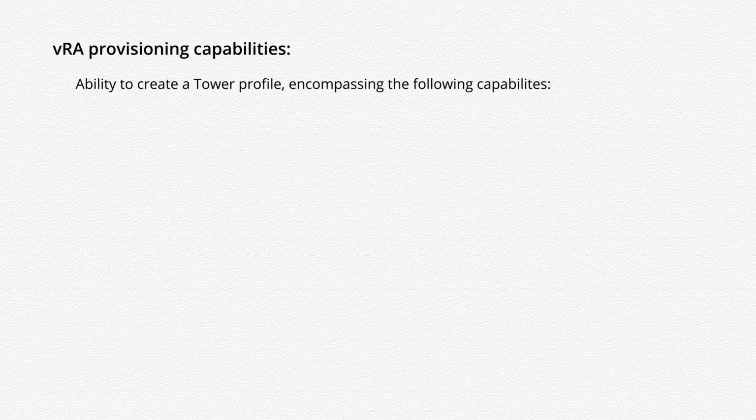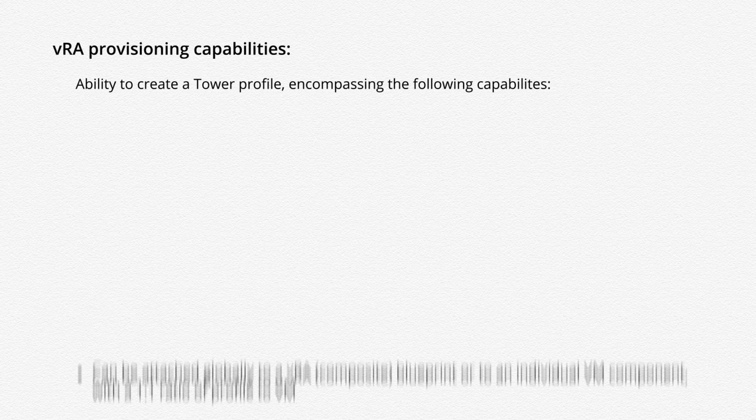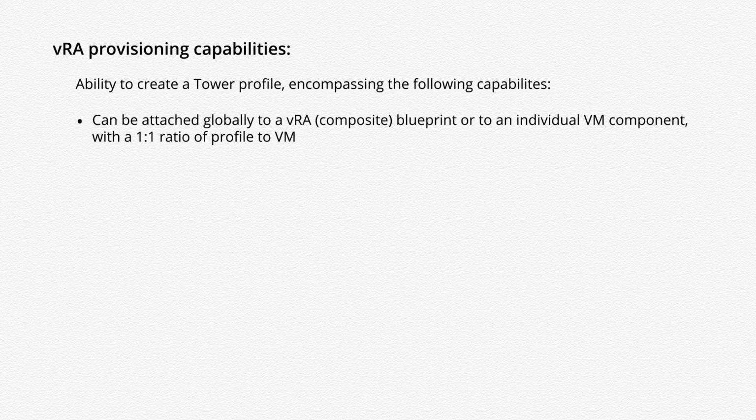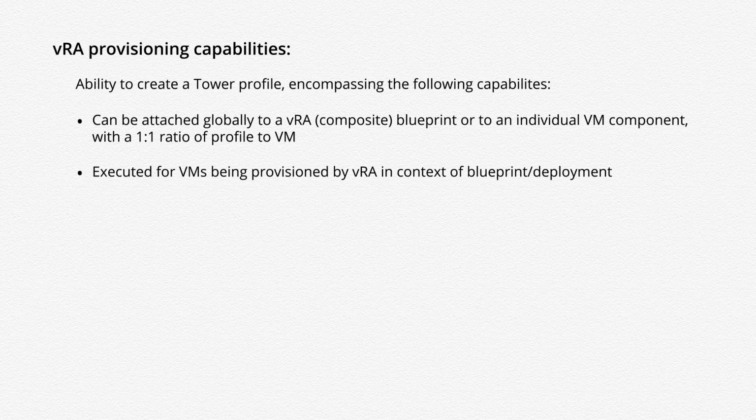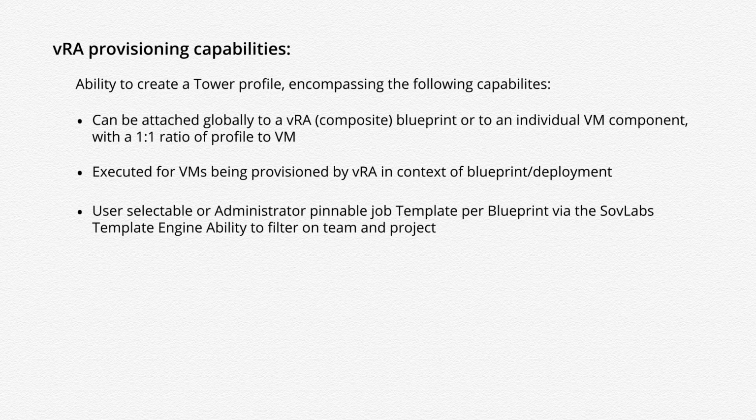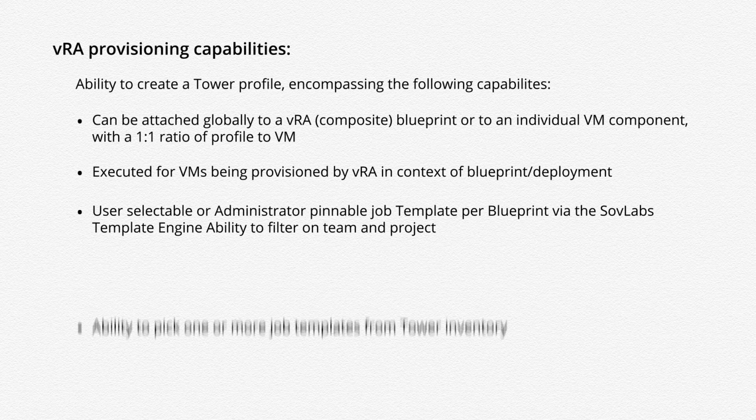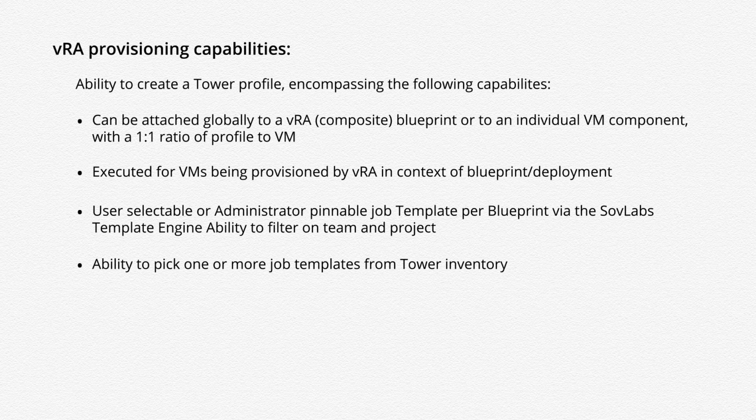Let's recap vRA provisioning capabilities. The ability to create a Tower profile encompassing the following capabilities. It can be attached globally to a vRA composite blueprint or to an individual VM component with a 1-to-1 ratio of profile to VM. It can be executed for VMs being provisioned by vRA in context of blueprint or deployment. User selectable or administrator pinnable job template per blueprint via the SovLabs Template Engine with the ability to filter on team and project. The ability to pick one or more job templates from Tower inventory.